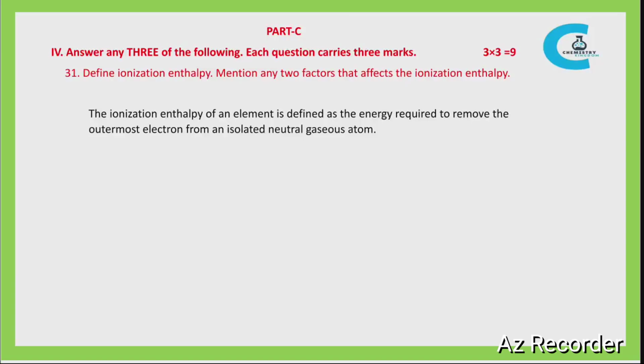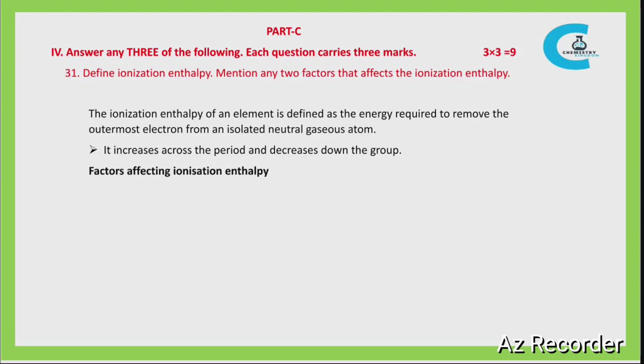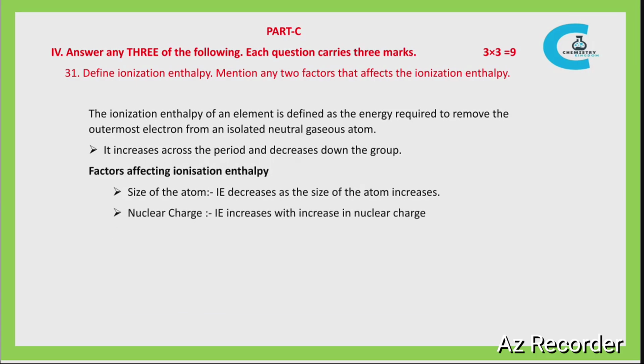The energy required to remove the outermost electron from an isolated neutral gaseous atom is called ionization enthalpy. It increases across the period and decreases down the group. Factors: size of an atom, ionization energy decreases as size of the atom increases. Nuclear charge, ionization energy increases with increase in nuclear charge. These are the factors affecting ionization enthalpy.